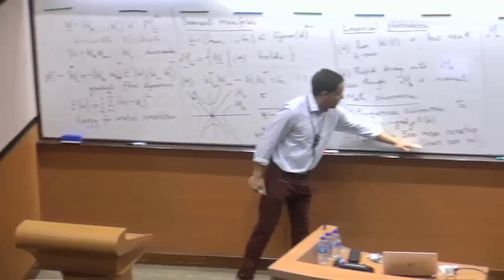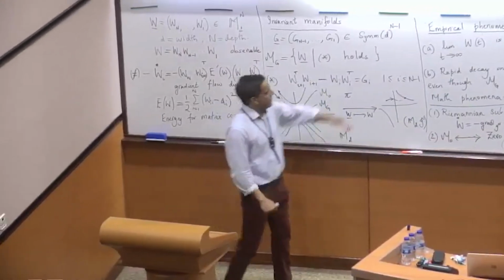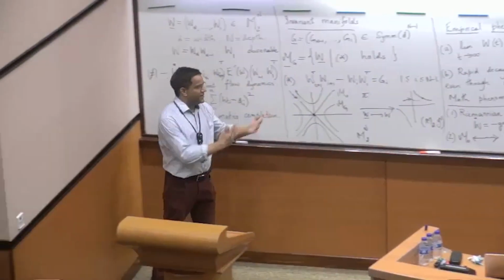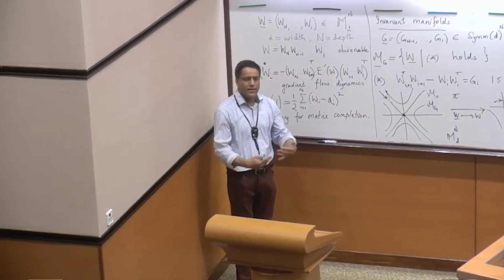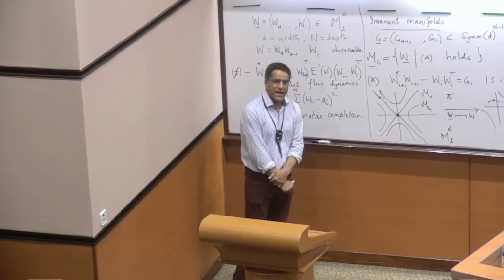And so the phenomenon over here is that this cone has zero mean curvature. And there's a phenomenon of rapid decay onto this manifold. This second phenomenon is clearly a numerical phenomenon related to discretization. So the way I'm going to try to understand that phenomenon is by looking at stochastic dynamics.